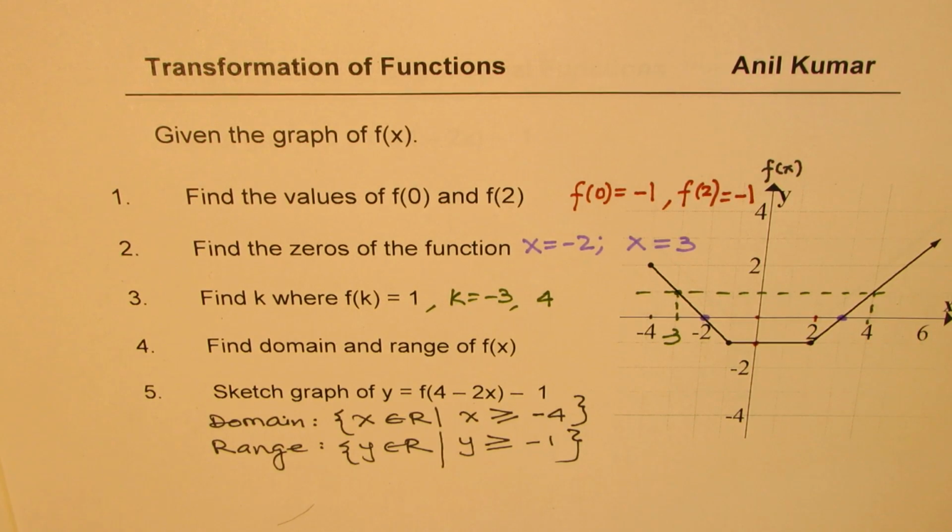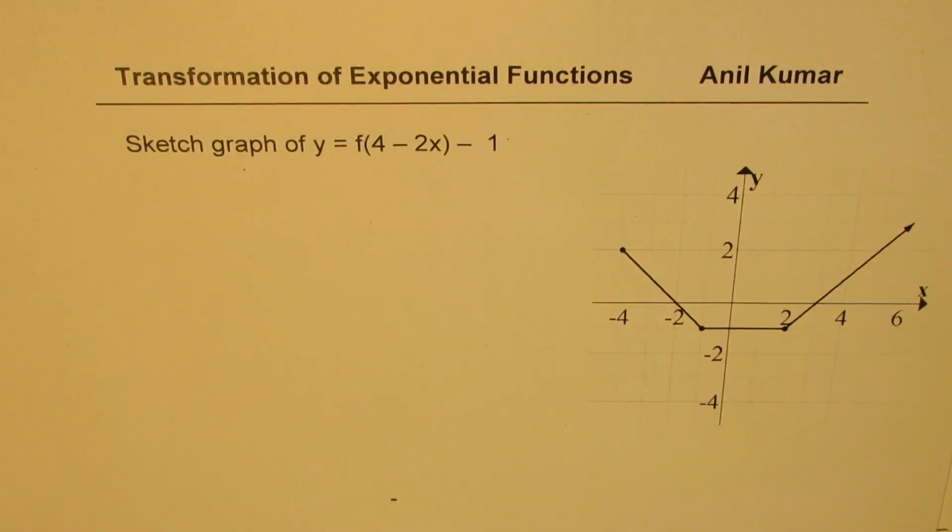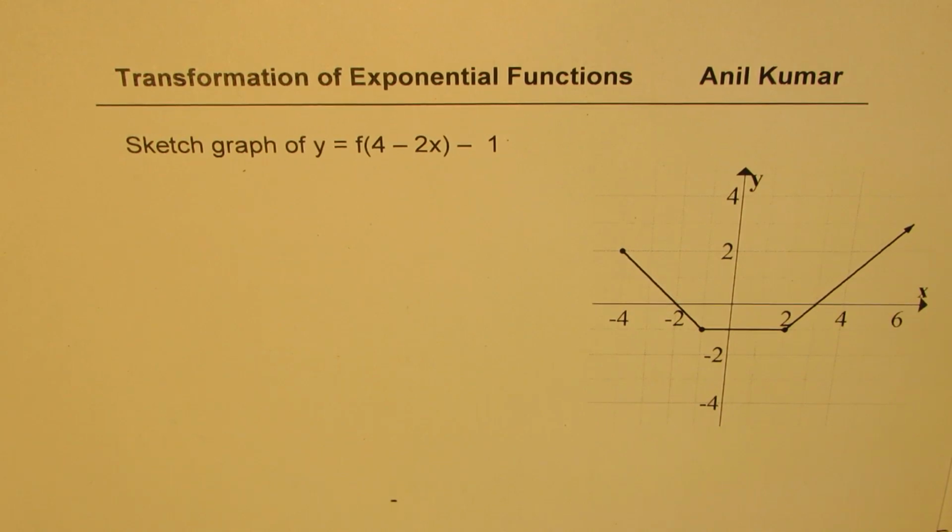Now the fifth question is to sketch the graph of the function y equals f of 4 minus 2x, minus 1. You can pause the video, sketch the graph, and then look into my solution. I'll sketch it on a separate page. So I hope you got the graph of the transformed function.